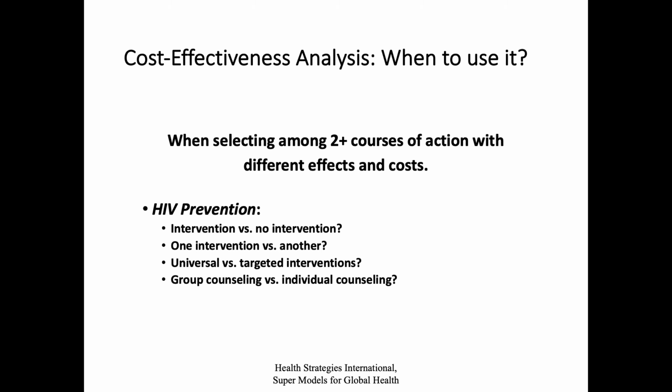Examples include in HIV prevention, should we do an intervention like needle exchange or not? Should we do needle exchange or should we do medication-assisted treatment of drug use? Should we do both compared to nothing? Should we do universal versus targeted intervention? So let's say we're trying to reduce risk of needle sharing. Should we find a way to target our effort to those at highest risk of needle sharing, or should we do it for everyone? Should we do group counseling or individual counseling? These are, as you know, just a few examples of a near infinity of possible comparisons.